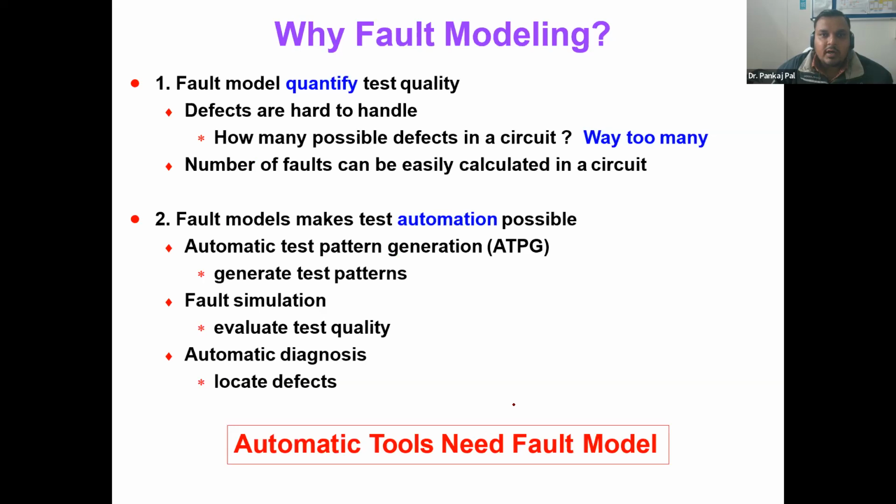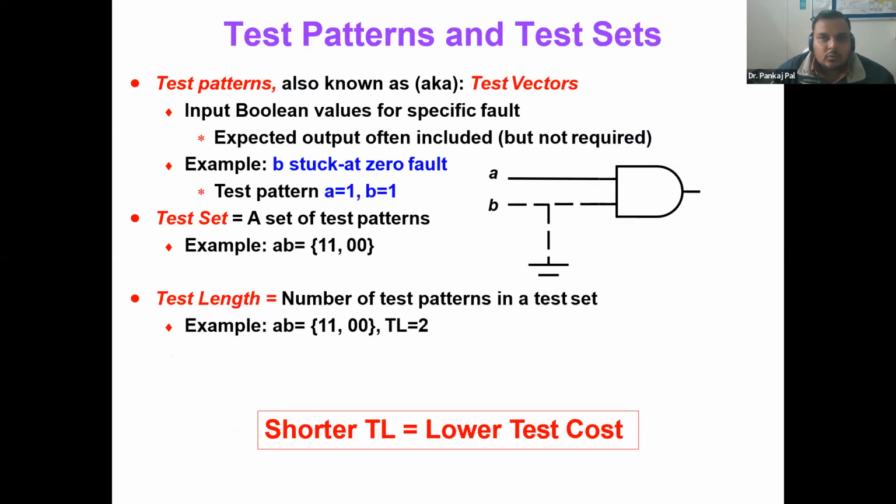Okay? So why fault model? Fault model quantifies the test quality. Defects are hard to handle. How many possible defects are there in a circuitry? There are too many defects. But ultimately, we have to find the number of faults that can be easily calculated in the circuitry. Okay? So this is the task that we have to perform. So how can we do so? This is all because of test patterns and test sets.